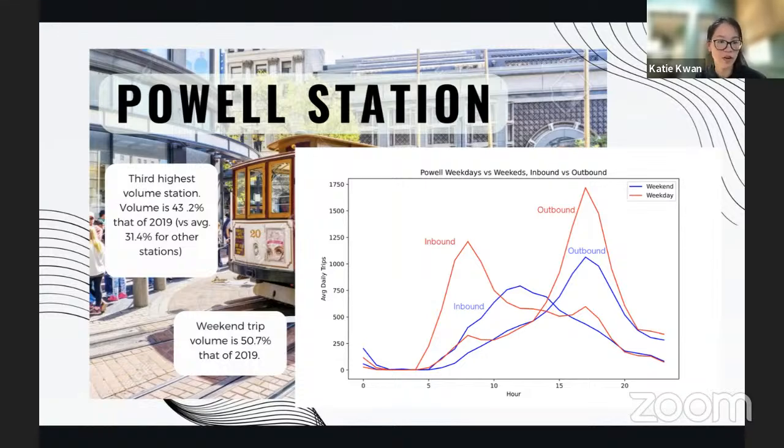So weekend trip volume is about 50.7% of that in 2019. And I just wanted to remind you that overall bounce back's 35%, but the weekend trip volume is at 50% of pre-pandemic times.